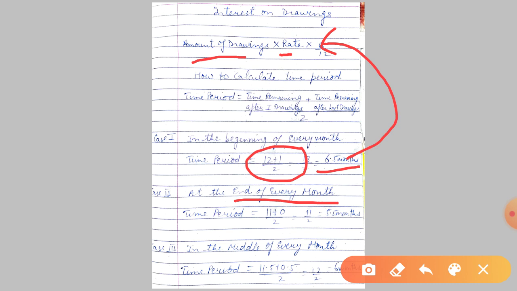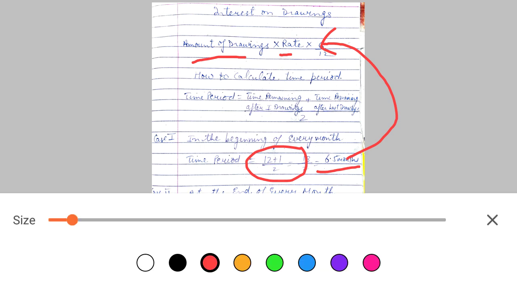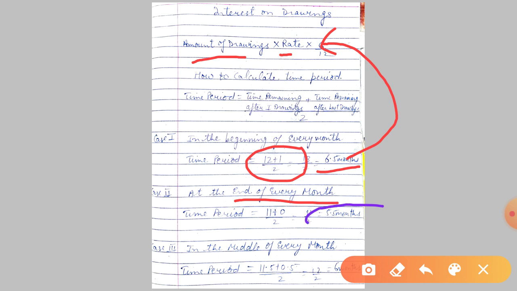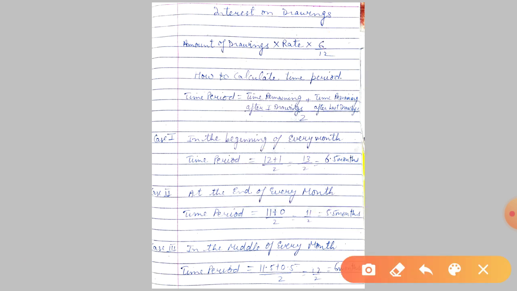In that case, 5.5 months will be used. Okay, so if it is at the end of every month, it will be 5.5 months here. So the formula will remain the same: amount of drawings into rate into 5.5 divided by 12. And if it is in the middle of every month, then the time period will be 6 months.